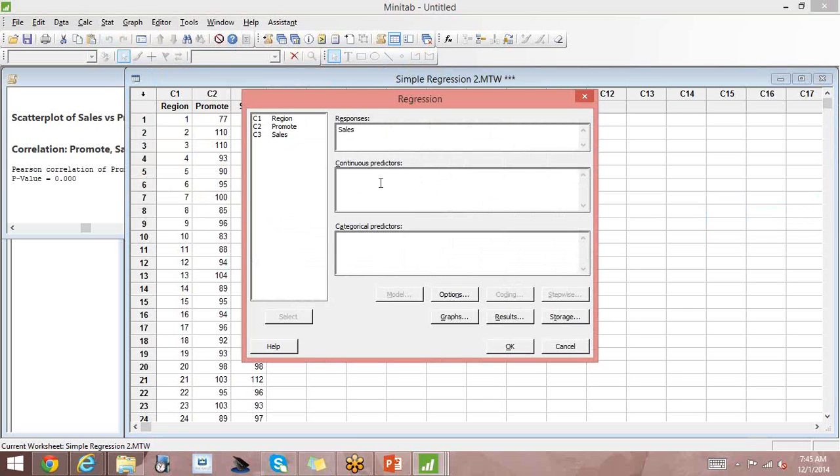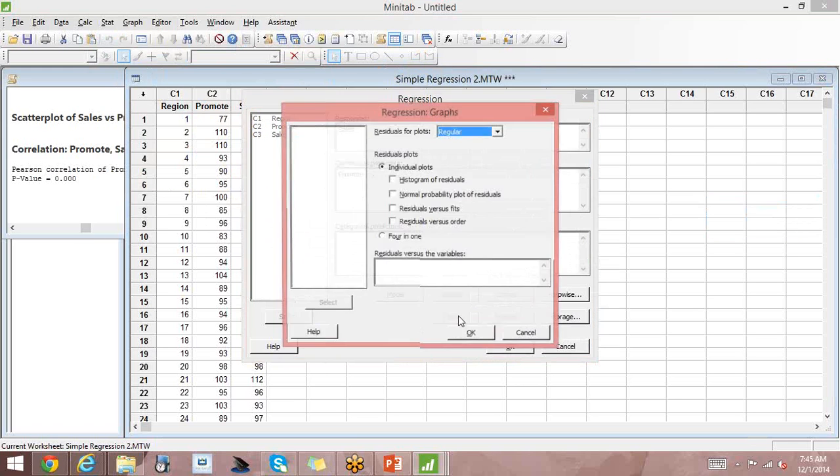What is a predictor? Is it Y or X? X. In our example, is it promote or sales? It is promote. Absolutely right.